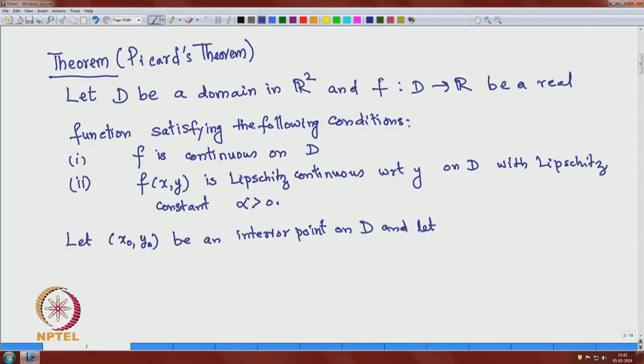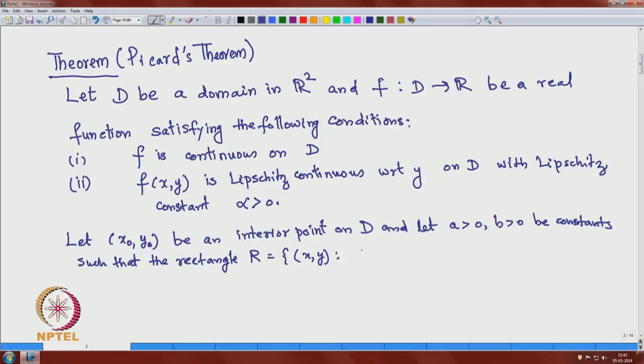And let A and B be constants such that the rectangle R, defined by the set of all (x, y) such that |x - x0| is less than or equal to A and |y - y0| is less than or equal to B, is inside the domain D.